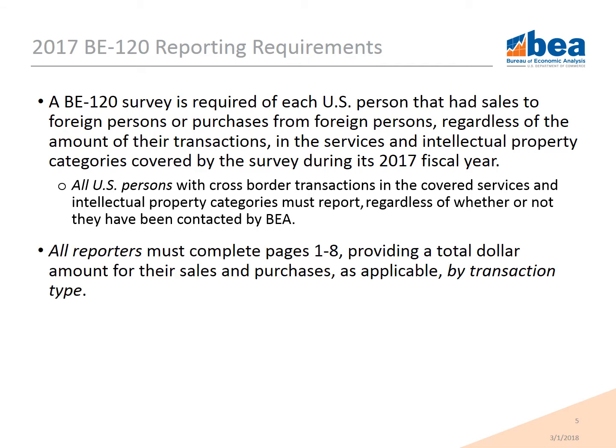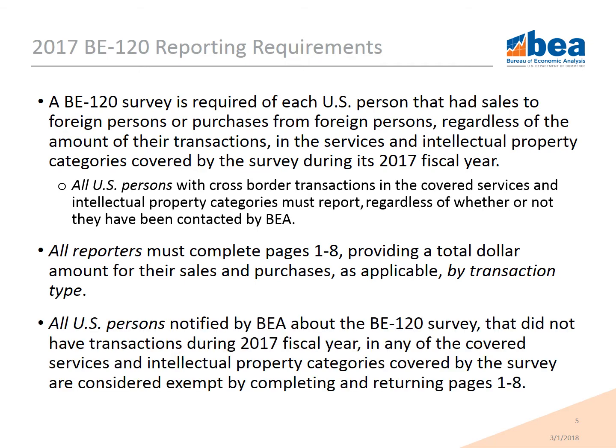All reporters must complete pages 1 through 8, providing a total dollar amount for their sales and purchases, as applicable, by transaction type. Any U.S. person that did not have transactions in the covered services or intellectual property categories is required to complete the report through page 8 if notified by BEA about the survey.